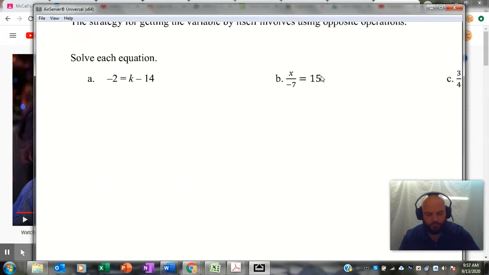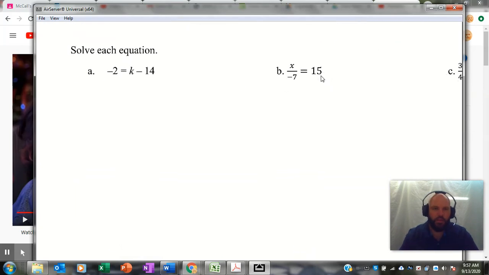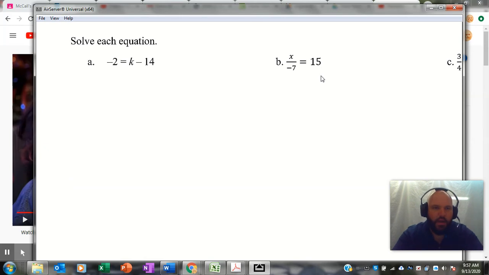So, let's take a look at this first one. It says solve each equation. So we have negative 2 equals k minus 14. First thing I like to do is draw a line down from the equal sign wherever it is. That line represents the equal sign. And so anytime you do something to one side of the equation, you need to make sure you do it to the other side so that the equation remains balanced.